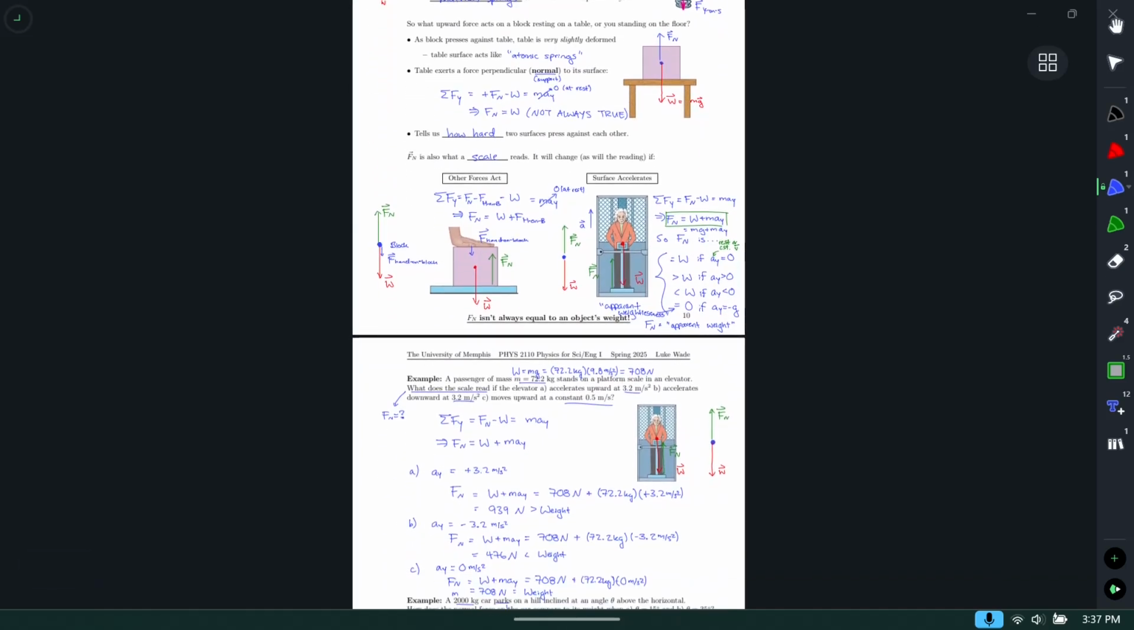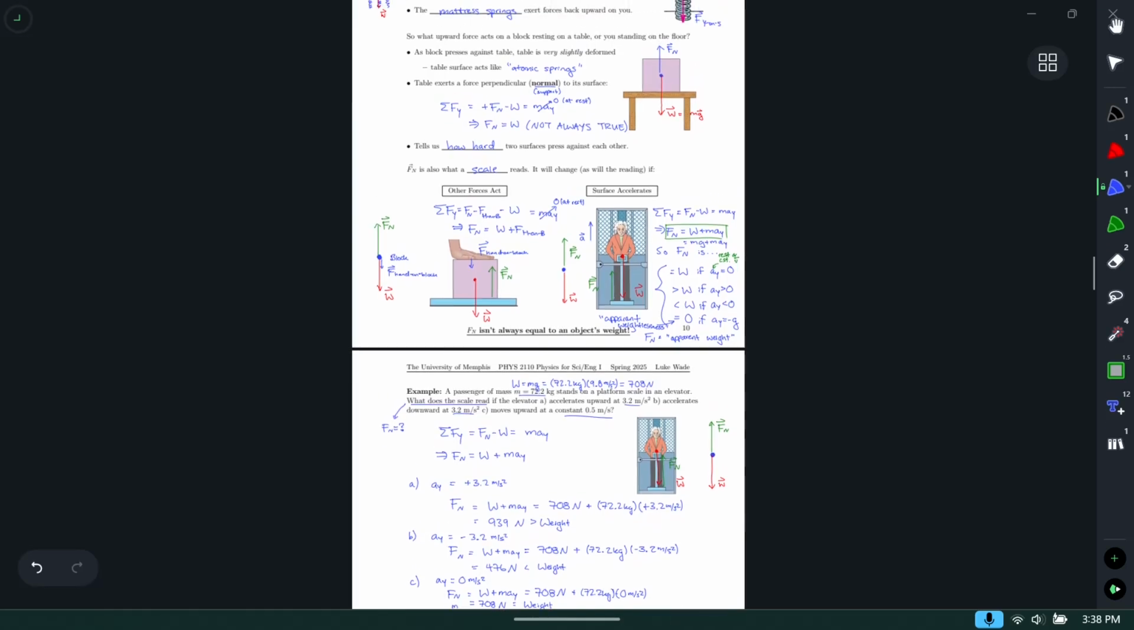So for the normal force, the most important thing I can say is it always acts perpendicular to the surface, no matter what. No matter how the surface is angled or if it's upside down or sideways or anything, the normal force is always perpendicular to it. That's why we call it normal.